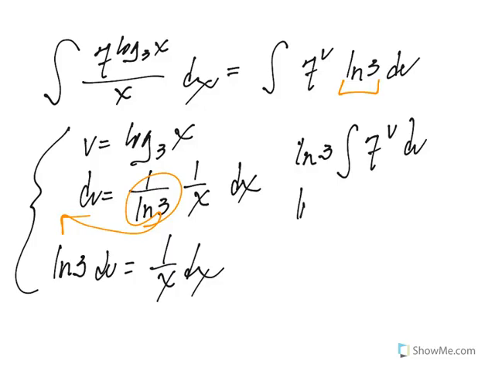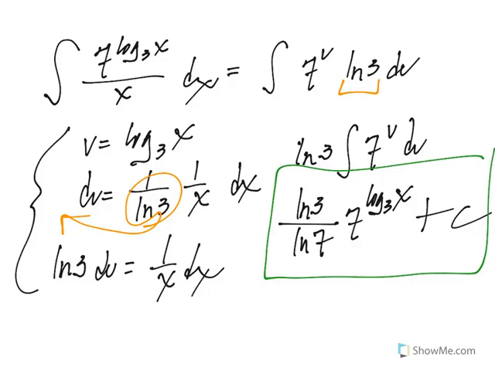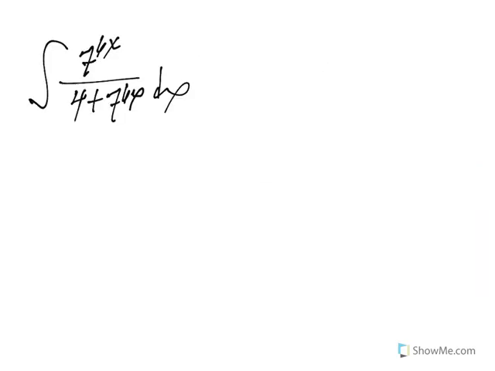This then will give me a final answer of the natural log of 3 times 1 over ln 7 times 7 to the u, that's log base 3 of x, plus c, and that is my final answer.